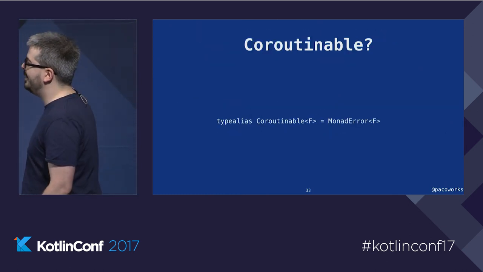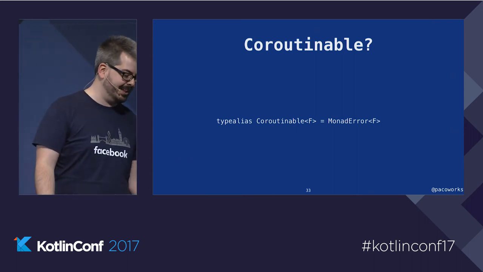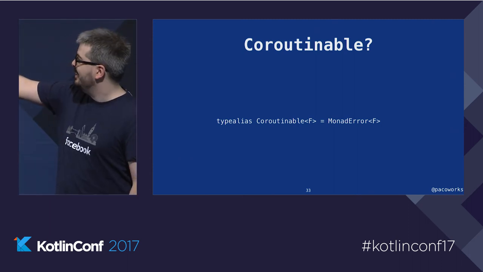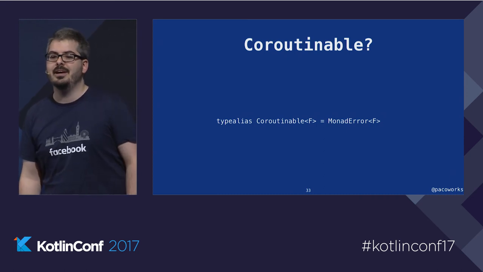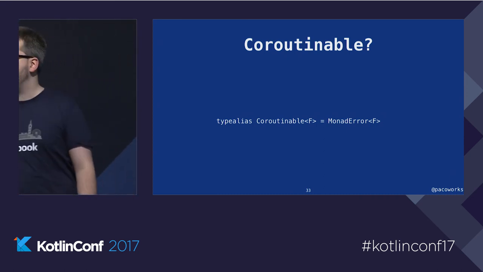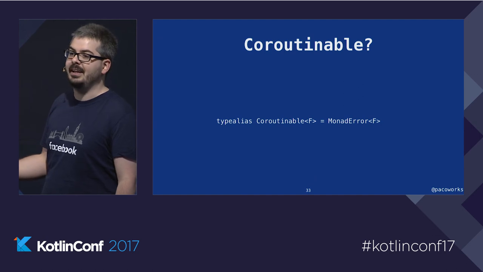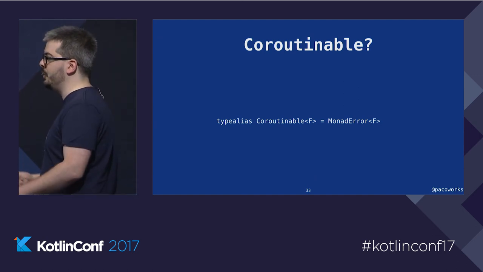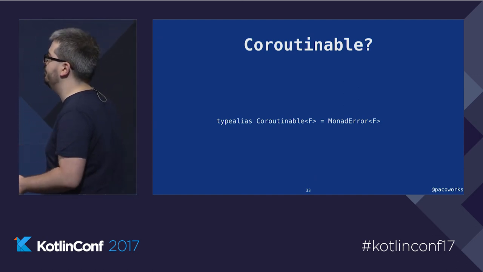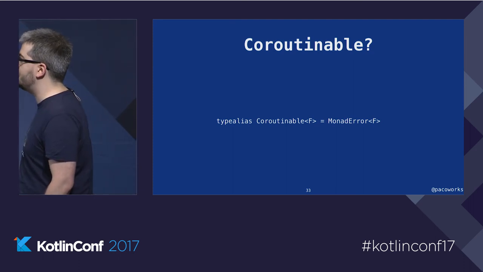So I lied a little bit. Coroutinable is an easy way for people to digest this concept. The whole thing is called monad error. If you look into the library, monad error is the one that contains the function binding E. It's the one that allows us to continue execution in a sequential way. How many implementations of monad error do we have?